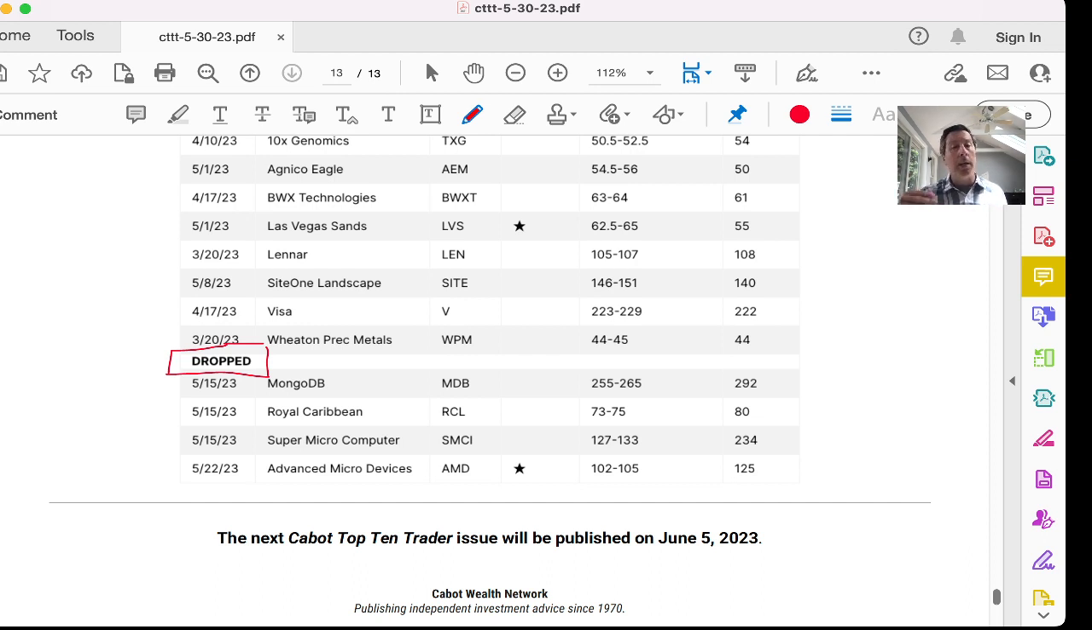If you happen to buy it and you didn't stick to the buy range, but you really wanted to get in, and you own it and we drop it, that happens all the time. Don't hesitate to shoot me an email again, mike@cabotwealth.com, if you have a question, okay? That's really the issue itself and how to use it.